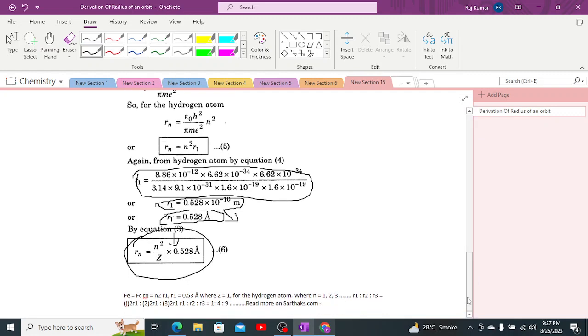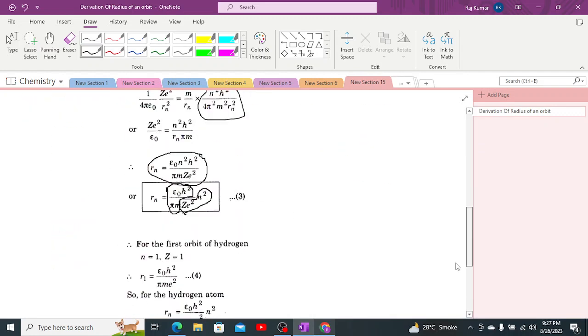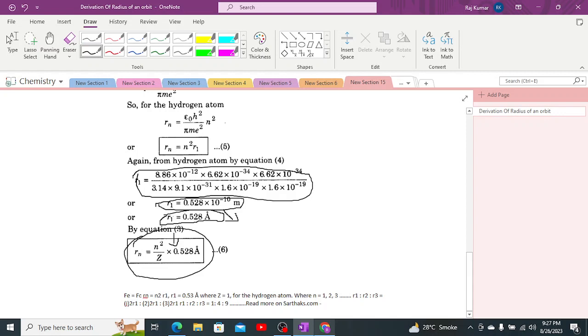So this is all about this video. I'm hopeful that this taught you something new. If the number of protons is increased, the radius is decreased, as it is an inverse relation. And n represents the number of orbits: if it is increased two times, then the radius will increase four times. If it is increased five times, the radius will increase 25 times.